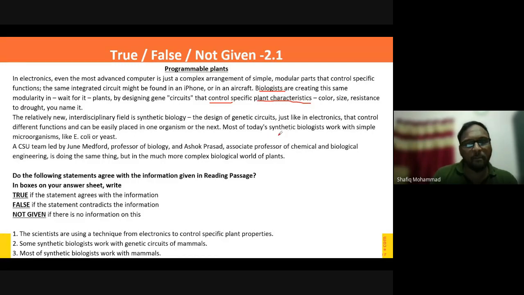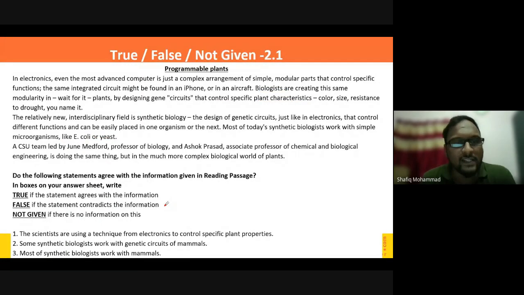So here it is about synthetic biologists, but working for mammals, I mean, they didn't work on mammals. It is mentioned that microorganisms like E. coli or yeast, but most of today's synthetic biologists work with simple organisms. It is given only like E. coli or yeast or simple microorganisms, but it has not mentioned something related to mammals. So it should be not given, 100%, because the information here is not there. So the second one should be not given.